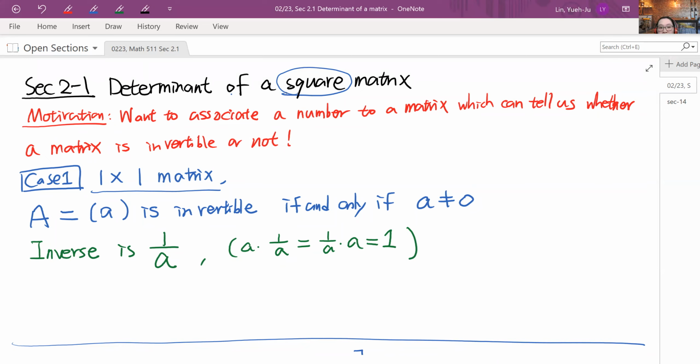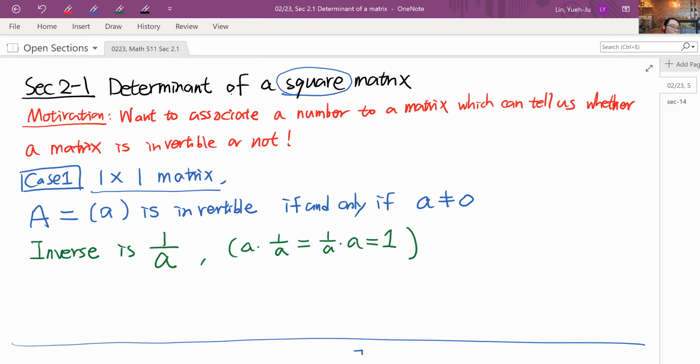Okay. And the motivation comes from this: determinant is a number associated to a matrix, okay? We want this number to be able to tell us whether this matrix is invertible or not. Or in other words, once I see this number, I should be able to know right away whether this matrix is non-singular or not, okay? That's the whole point. And I'm going to do 3 different cases in some sense. Case 1 is 1 by 1 matrix, then 2 by 2, 3 by 3, and then we will see what's the general situation for n by n.